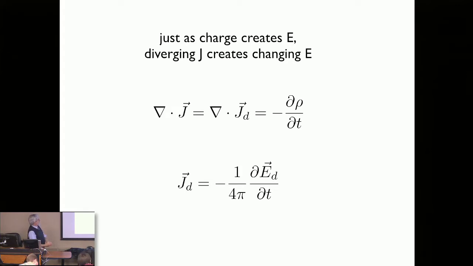Okay? And so, remember we have the continuity equation there. If we have this relationship, the divergence of J is negative the time derivative of rho, then we can actually back out the relationship between the diverging piece of the current and the time derivative of the electric field. So the way to do that, let's see, I'm going to try to do this here.